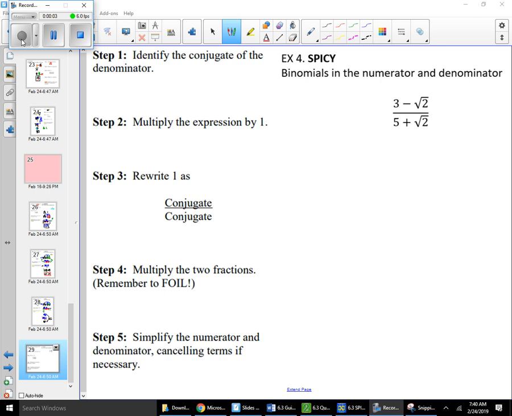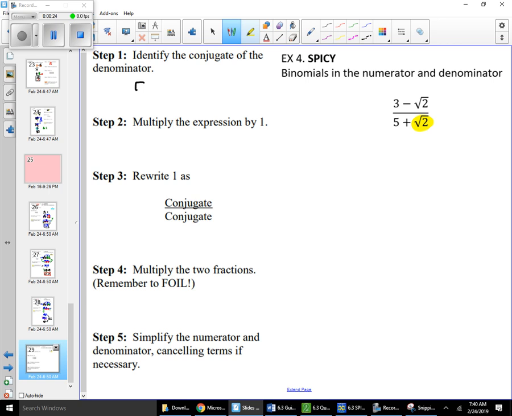Time for the hard one. So as we're taking a look at example 4, note that I have a binomial in the numerator and a binomial in the denominator. So the issue is still this root 2 right here. We are not allowed to have a square root of 2 in the denominator, so the whole reason we're going through this process is to get rid of that root 2.